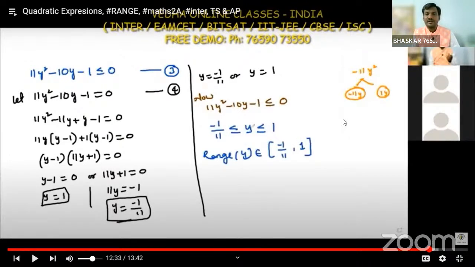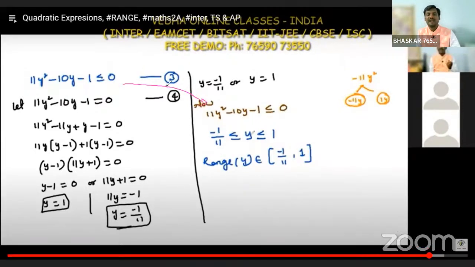Now how do we apply the same condition for this inequation, less than or equal to?